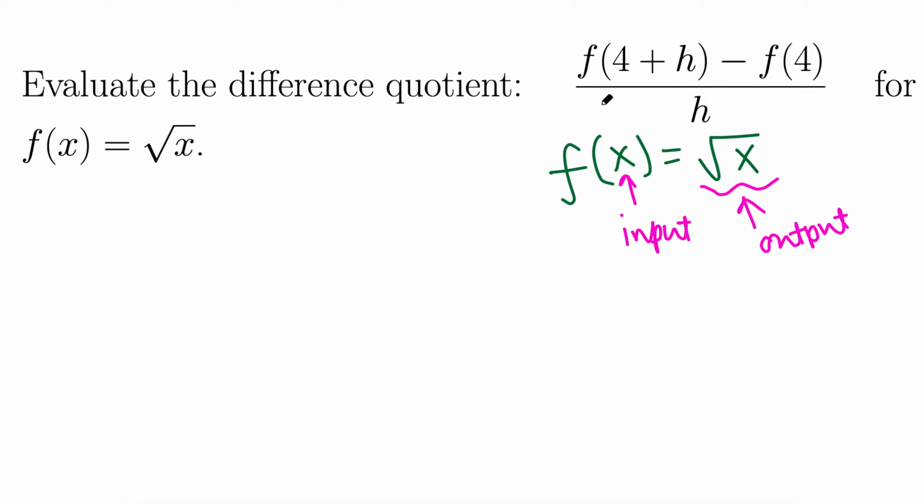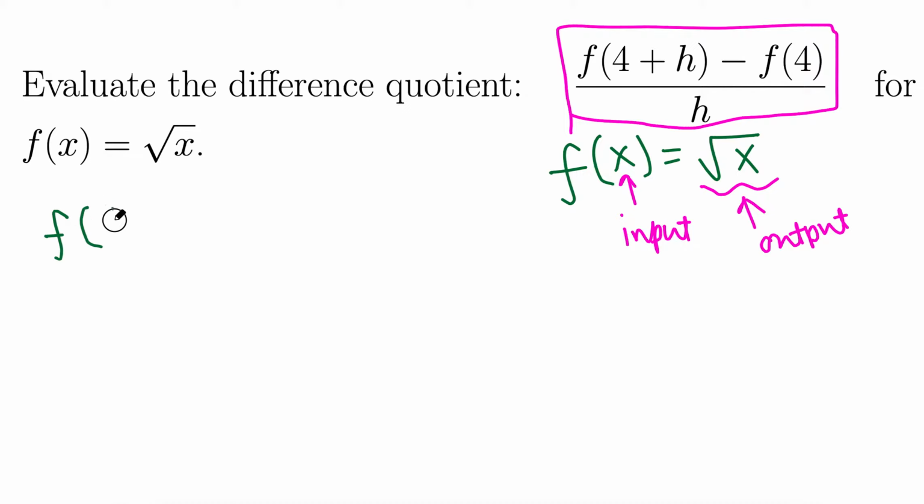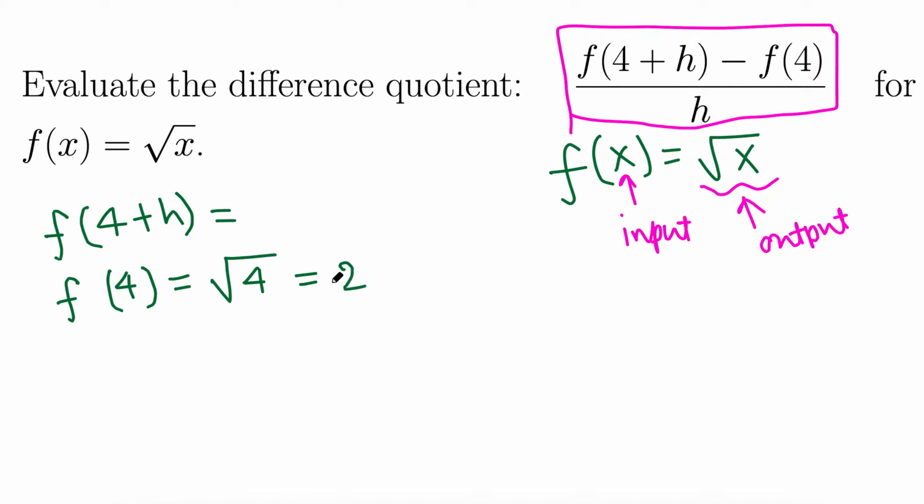So to evaluate this difference quotient, we need to find f of 4 plus h minus f of 4, subtract, and divide by h. So let me find these ingredients: f of 4 plus h and f of 4. We know that when we have input x, the output is the square root of x, so f of 4 would be simply the square root of 4, which is 2.